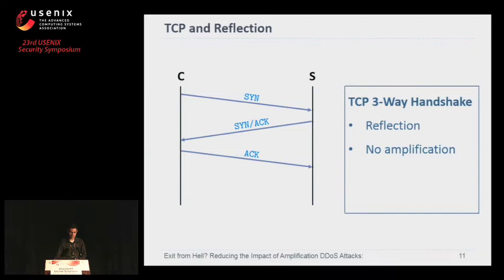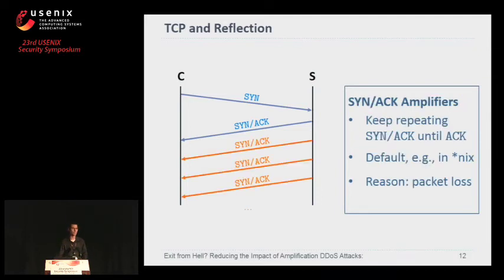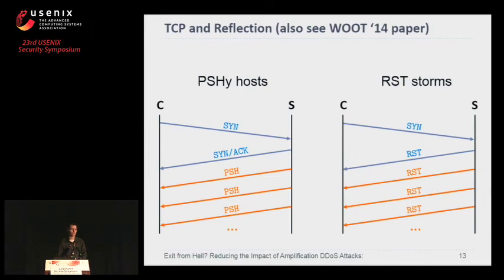However, what we found out is that there are many systems, actually it's the default, for example, in Linux, that have packet retransmissions also during the handshake. For example, Linux per default sends you six SYN-ACK packets back. So in Linux, you have a default amplification of factor 6. And we found many other systems, millions of systems actually, that even have higher amplification factors of 20 or more. We analyzed this in depth for a WOOT paper that I presented yesterday, and we found two other attack categories for TCP that you can abuse. For example, we also found that there are many what we call pushy hosts that send back data before the handshake actually completed.